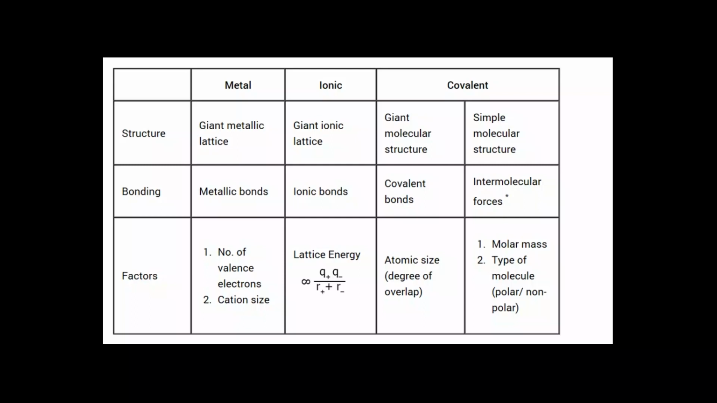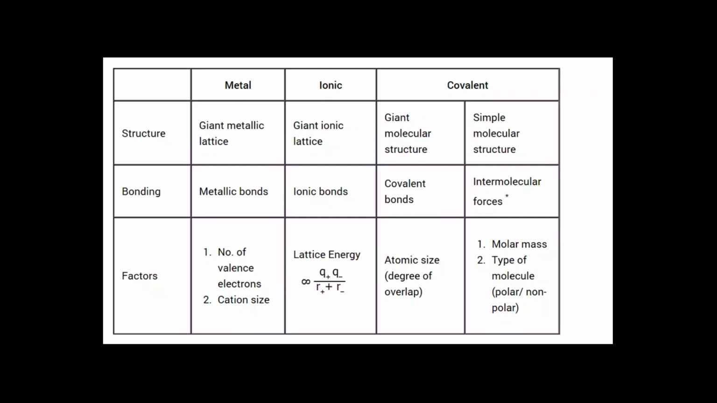The factors which determine the strength of the bonding in metals are the number of valence electrons and the size of the cation. I've mentioned this in a previous presentation, that as the number of valence electrons increases, the strength of the metallic bond increases. And also, as the size of the cation increases, this will cause the metallic bond strength to get less.